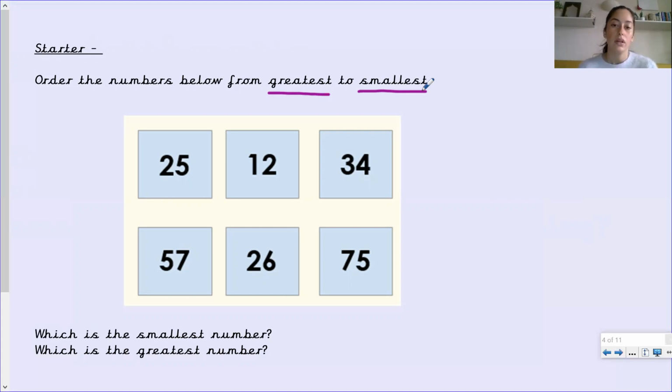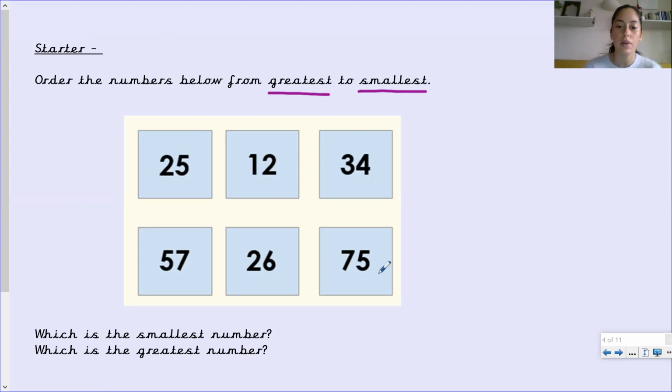Okay, so how do we find what the greatest number is to start ordering it from greatest to smallest? Which column do we need to look at to find the greatest number? Do I look at my ones column or do I look at my tens column? Well, my tens column has the greatest value. So I look at my tens column first to find the greatest number.